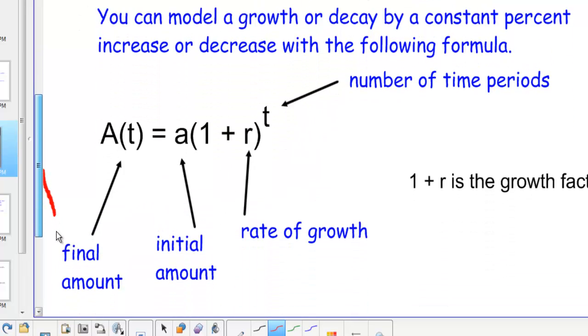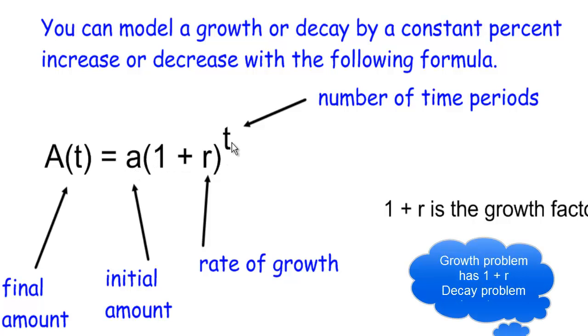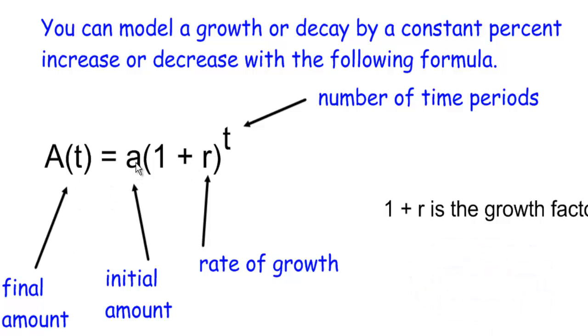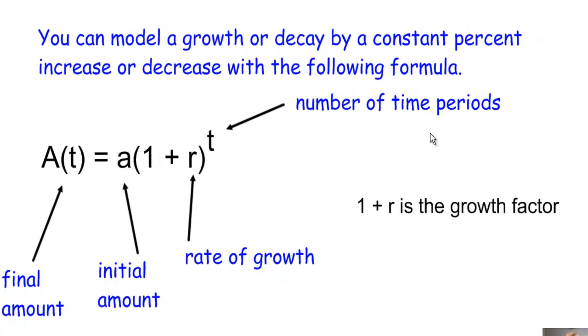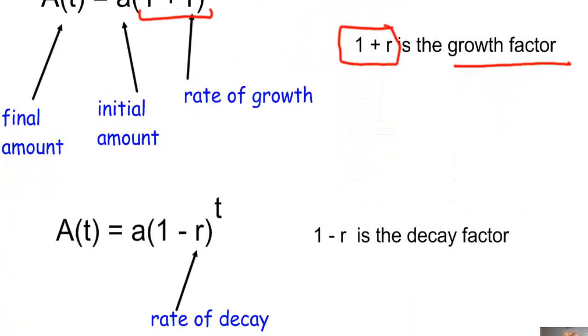All right, you can model a growth or decay by a constant percent increase or decrease with the following formula. With this formula, we have A of t equals some number a times 1 plus r raised to the t. The A of t is your final amount. The lowercase a is your initial amount. r is your rate of growth. And t is the number of time periods. And we can say that 1 plus r, which is everything in these parentheses, is your growth factor.